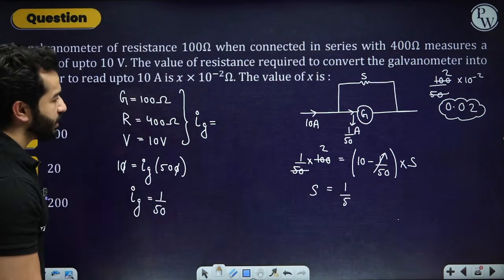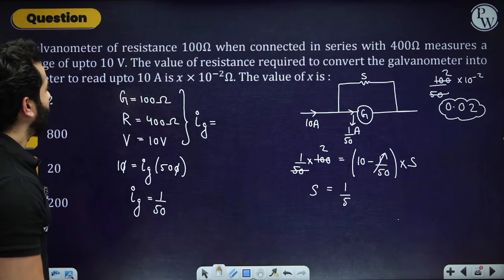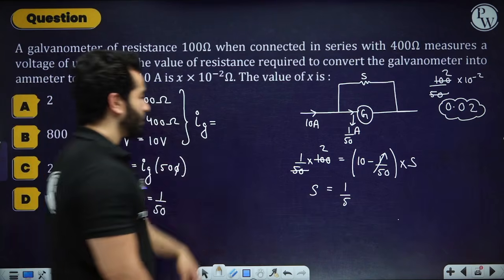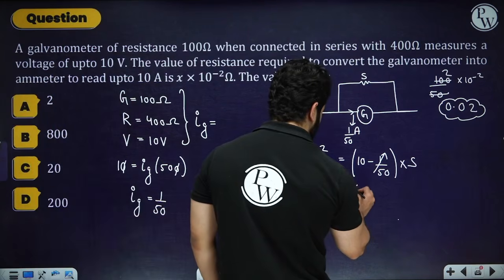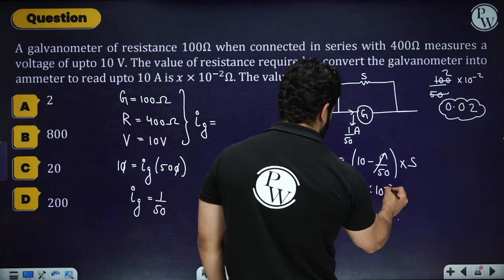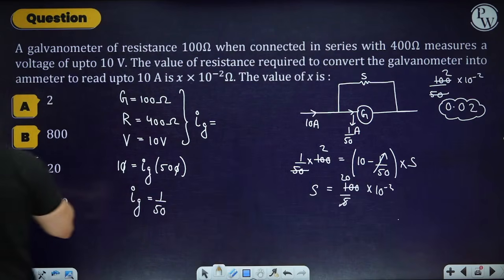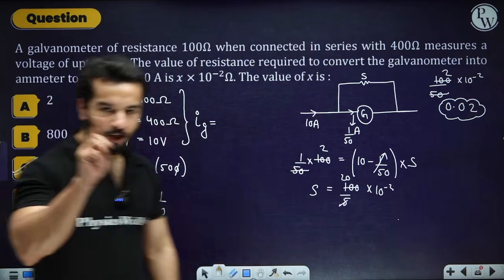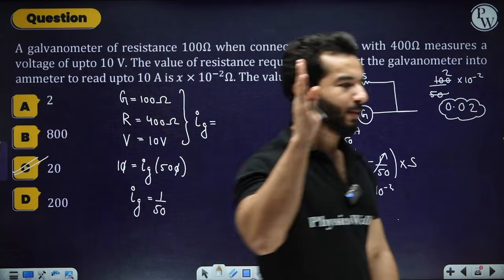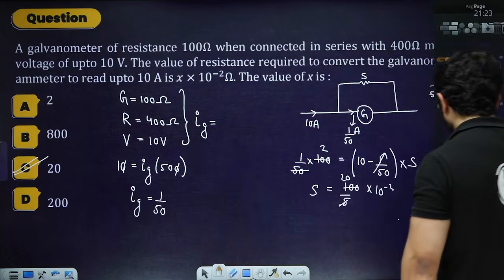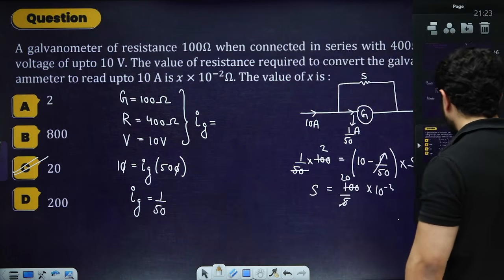Just a second, let's have a look. Acha, they are talking about finding the value of X, na? So we have found 1 by 5. So let's multiply by two zeros over here. I think it's going to be 20, right? So the answer should be 20. Hopefully you have got it. In one question I have explained voltmeter and ammeter both. Is it clear? Quickly tell me in the chat box, comment box.